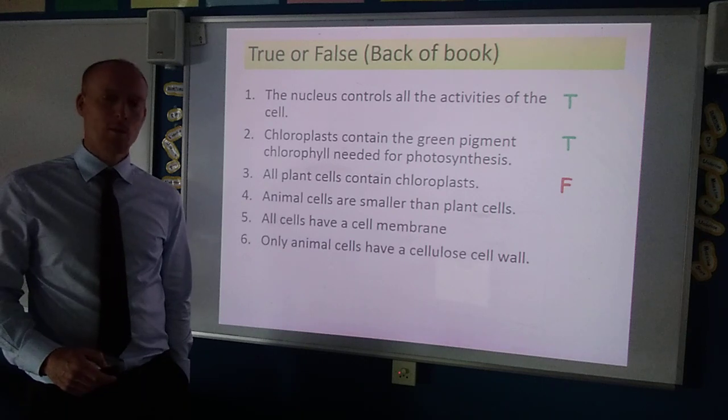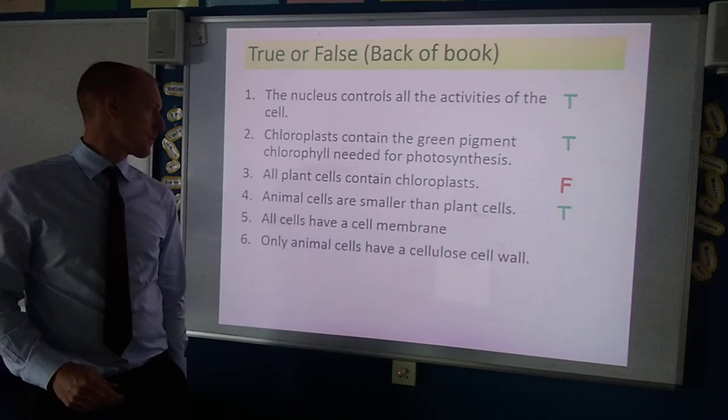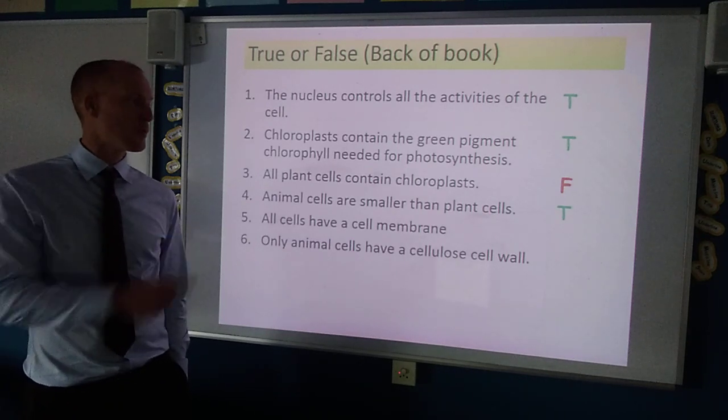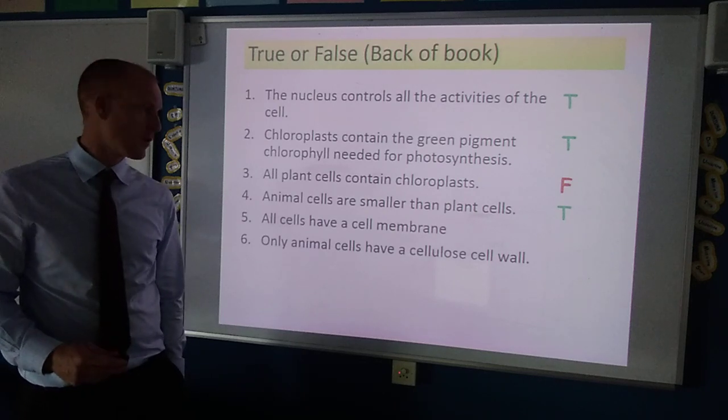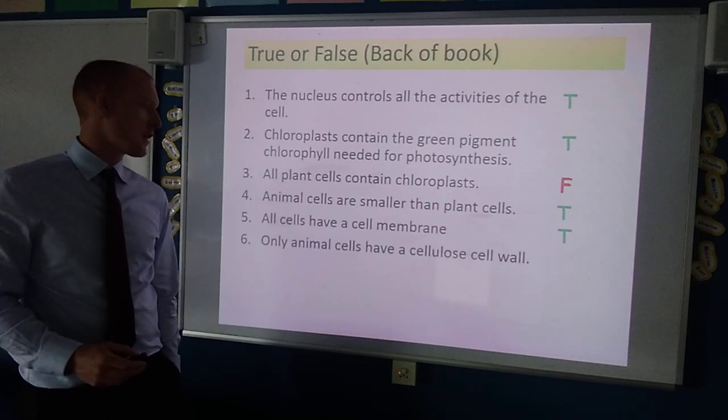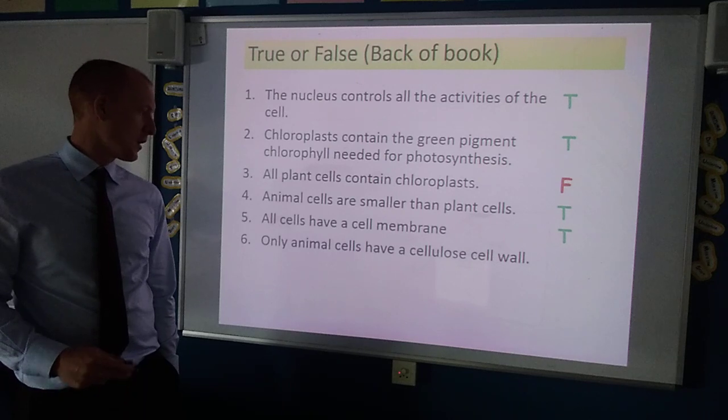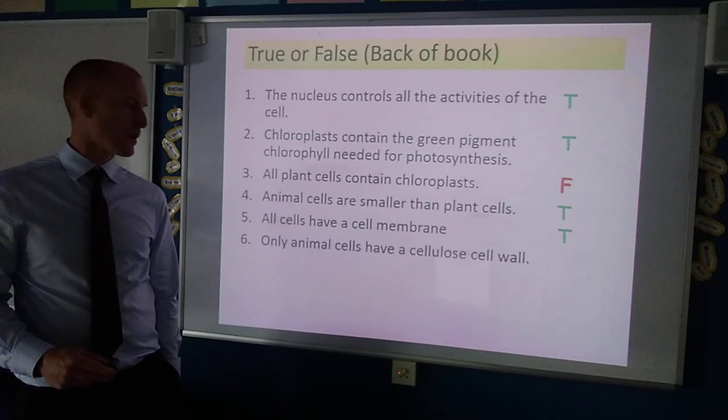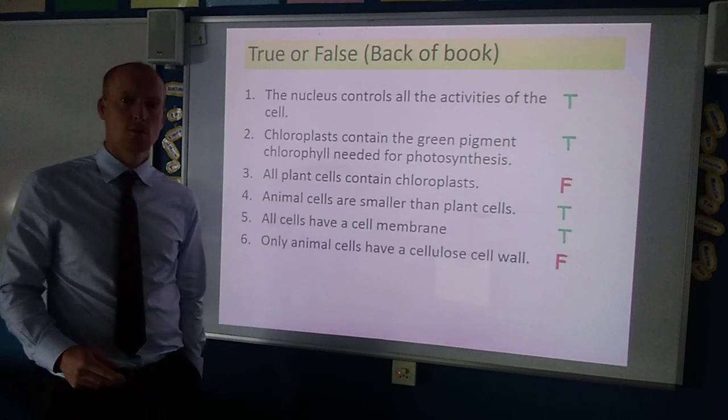All cells have a cell membrane. Oh, sorry, all animal cells are smaller than plant cells. It is true because there's less components there. All cells have a cell membrane, true again. And only animal cells have a cellulose cell wall. Well, that's false.